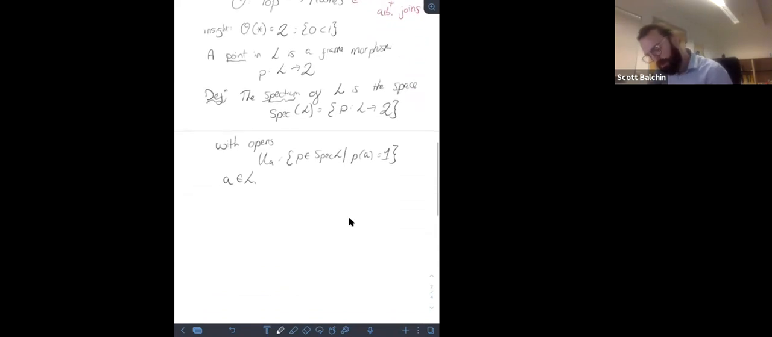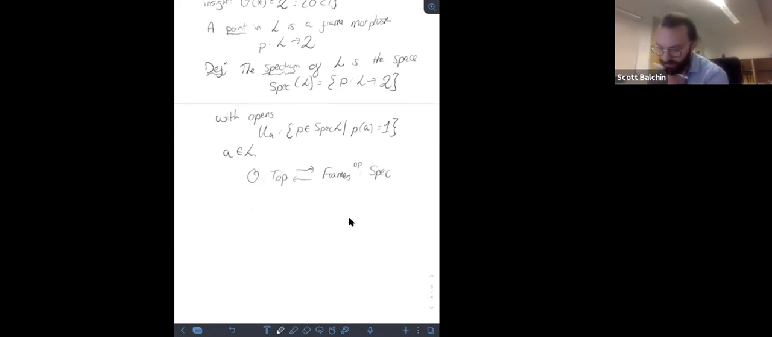Okay, so what I've actually described for you is an adjoint pair from topological spaces to frames. Before I go on, I'll just say that this definition of a point might be a bit strange to some people.